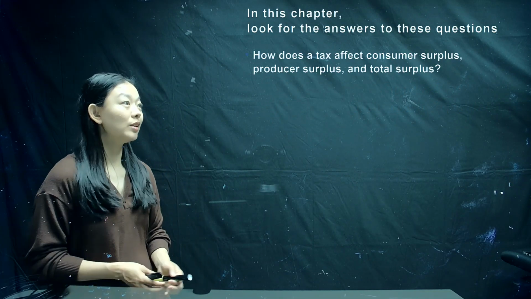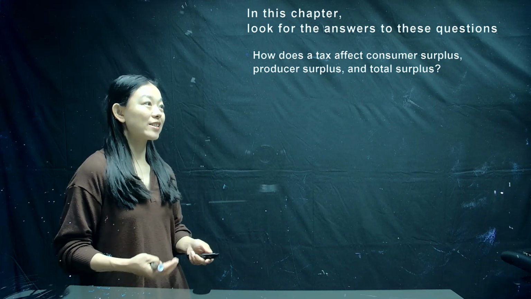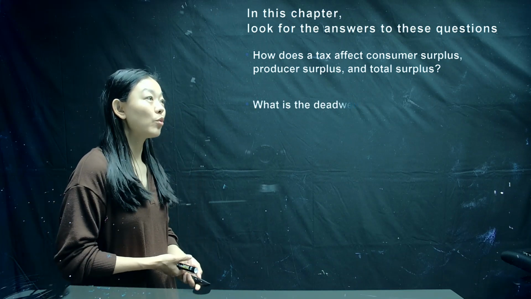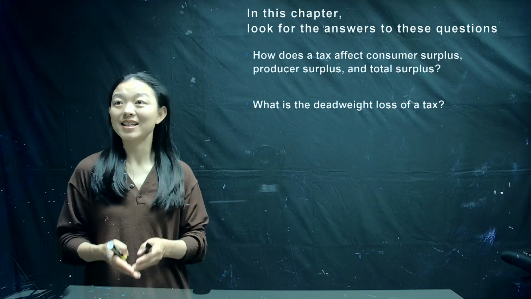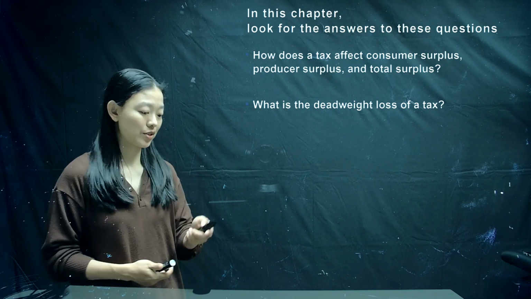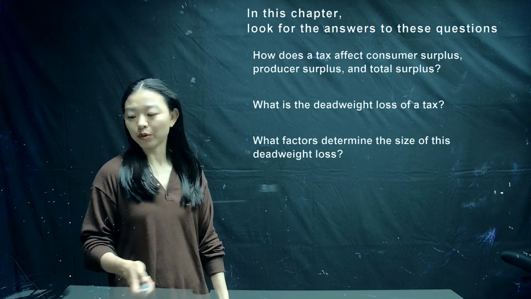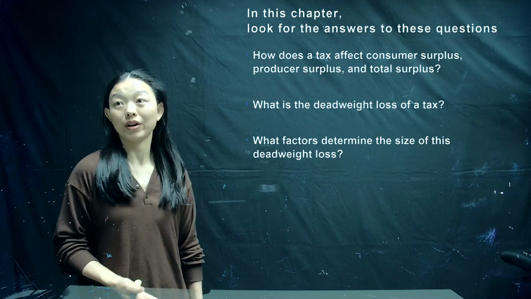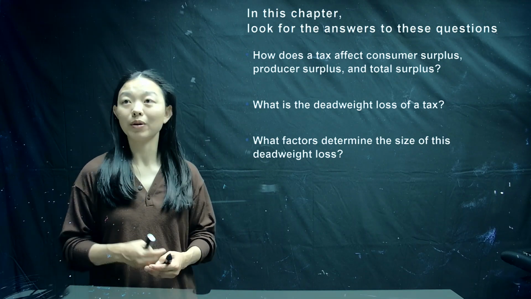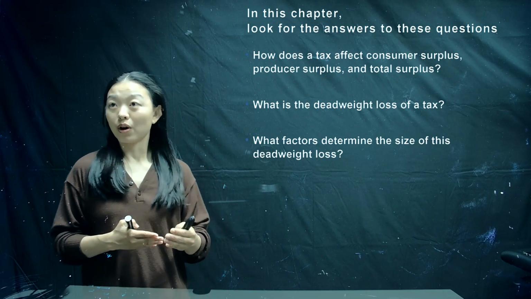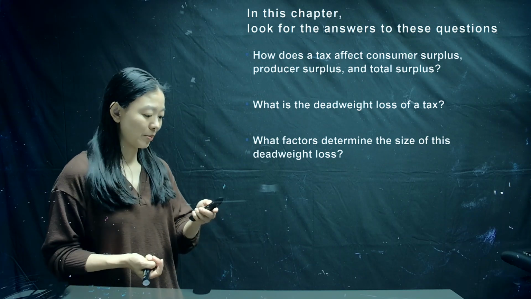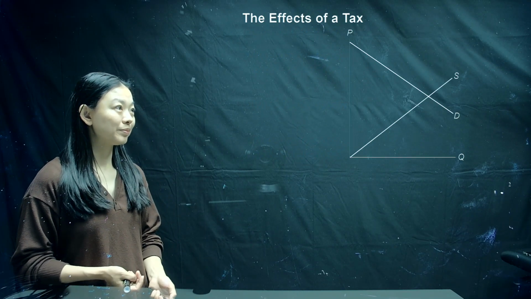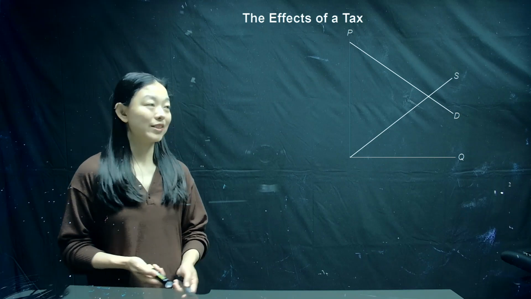The first would be, how does the tax affect consumer surplus, producer surplus, and the total surplus? Then we'll move on to talk about what the deadweight loss of a tax is. Finally, we would like to talk about what factors determine the size of the deadweight loss. Okay, so those are the three important questions we try to find answers to in this chapter. Now let's look at the first one, the effect of a tax.